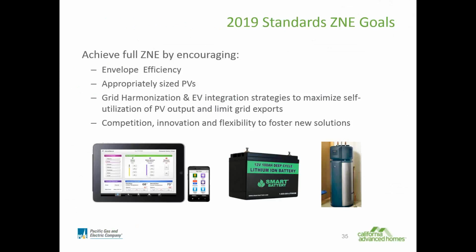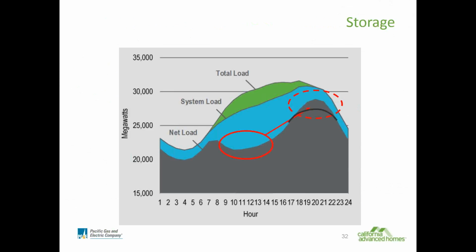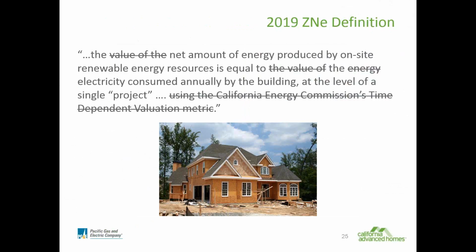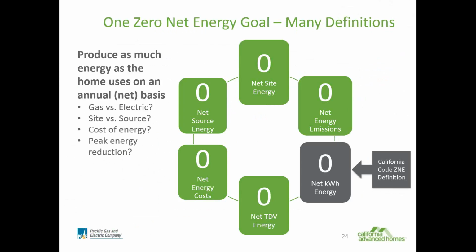Scott? Yep. Can we go back a few slides and just go over the definition of ZNE for the 2016 code, just to clarify? Yeah, so the definition of ZNE for the 2016 code is this without the strikeouts. So 2016 ZNE is a zero net TDV energy. That's this one at the very bottom. Zero net TDV energy means that you produce a time-dependent value of energy equal to all the electricity and all the gas used on site throughout the year.